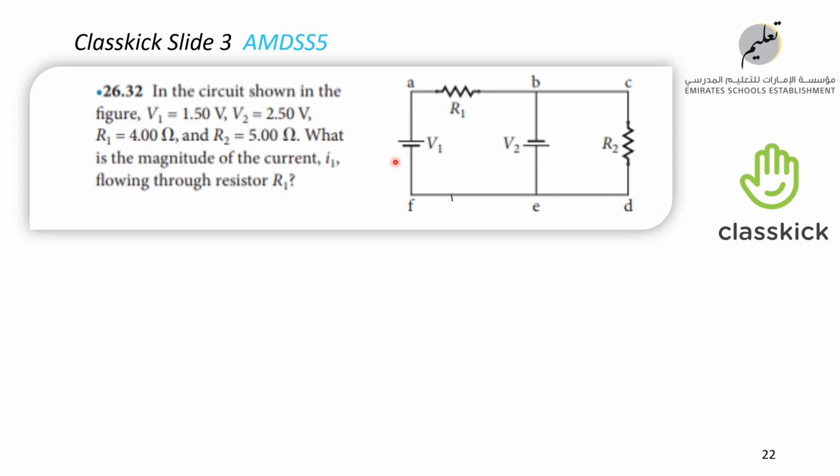Here you have the chance to solve this question on Classkick. It's on the third slide. V1 and V2 are given, 1.5 and 2.5, and R1 and R2 are also given. It asks what's the magnitude of I1. I'll give you a quick hint. You can use the Kirchhoff loop law. You can consider that's the direction of the loop and that's the direction of the current. I'll give you the chance to solve this, and as I told you, after 2 days I'll go through the correction.